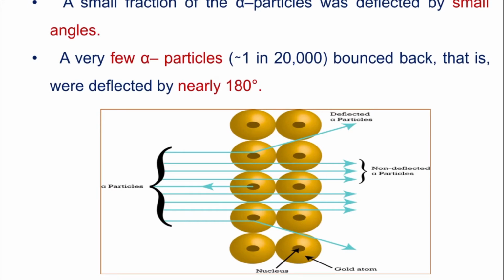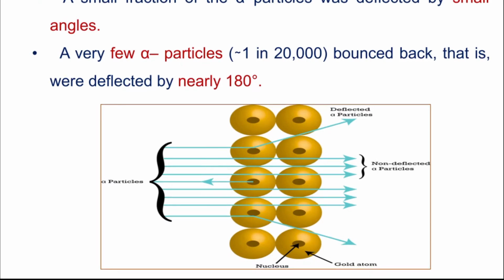That means only very few were deflected, and very few alpha particles, 1 out of 10,000 or 20,000, were bounced back. That is, they made an angle of 180 degrees. What does 180 degrees mean? They hit at the point and come back in a straight line, isn't it? That is what we say: at 180 degrees it came back.